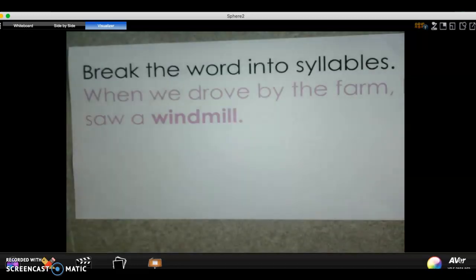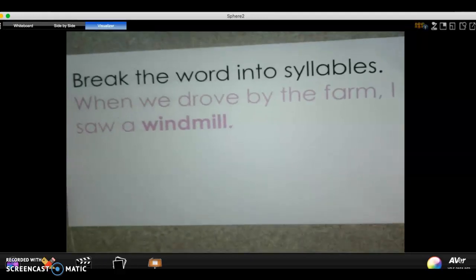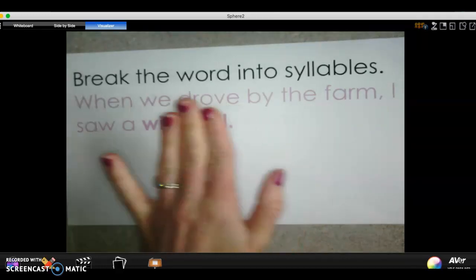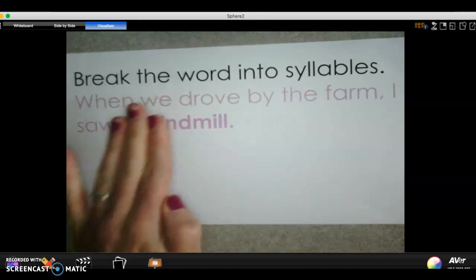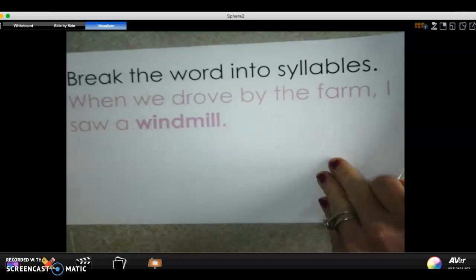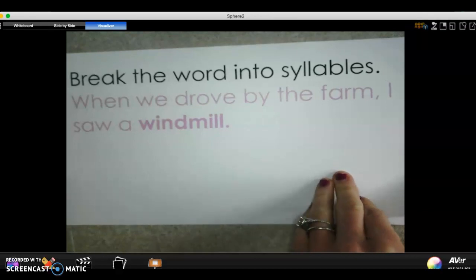Break the word into syllables. I particularly like this strategy when I have compound words that seem really long. When we drove by the farm, we saw a blank. Do I know where one syllable ends and the other begins? Wind, okay, I know that part. Now let me try this one. Mill, windmill. Oh, there are windmills on a farm. If I can separate the two-syllable word, it shortens the word from 8 letters to only 4 at a time.